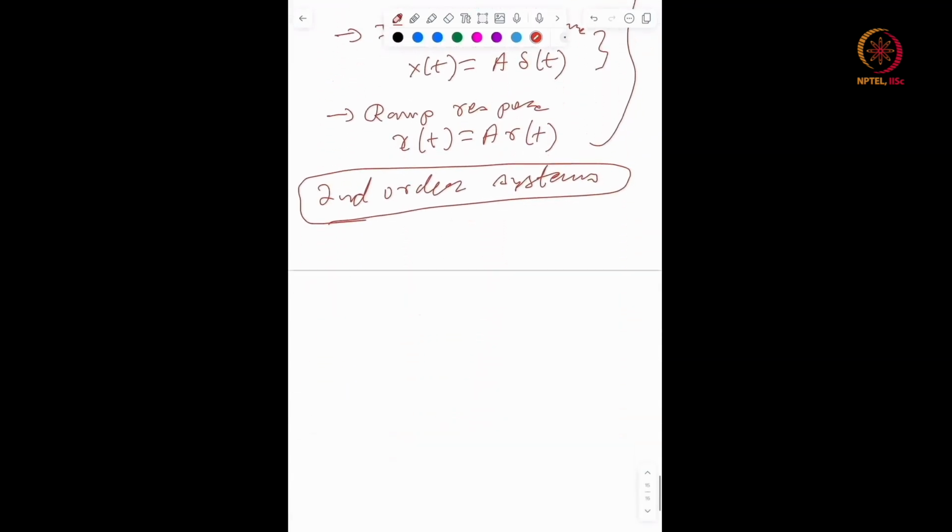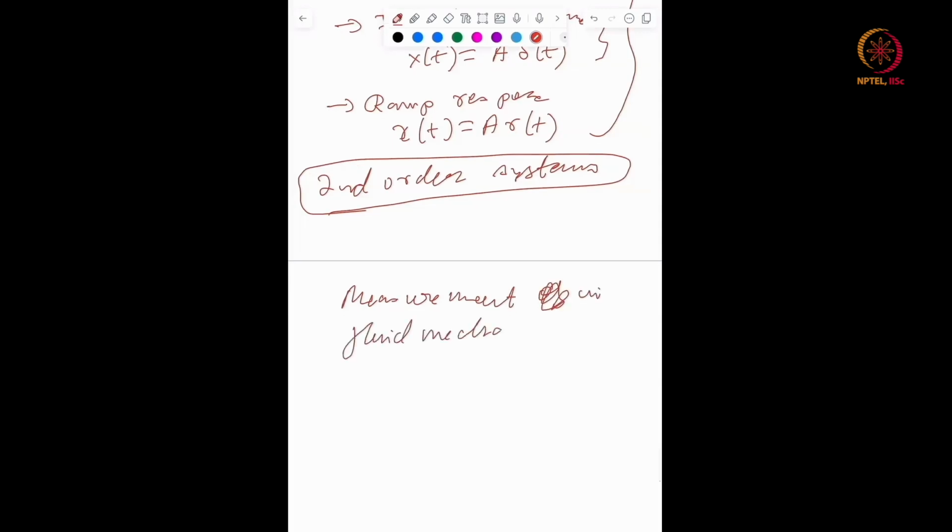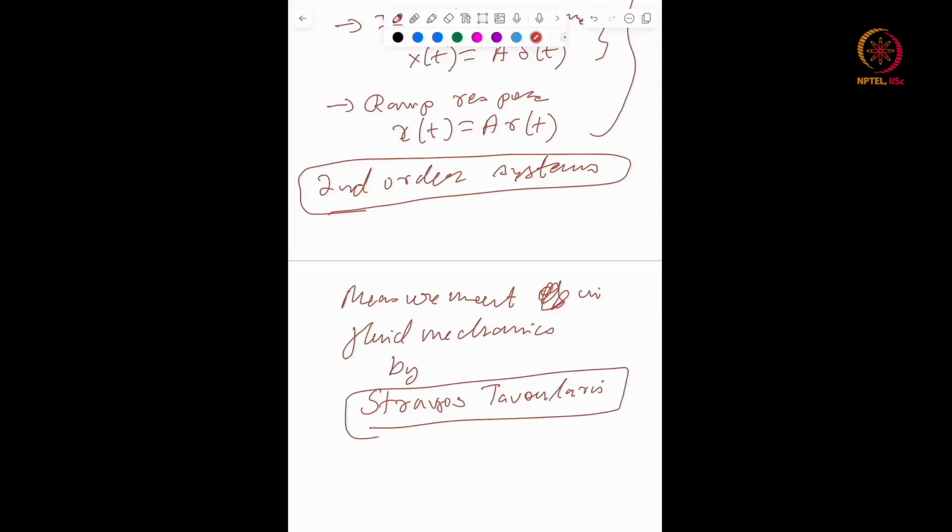So the book that one should read in this context is Measurement in Fluid Mechanics by Stavros. This is a very good book published by the Cambridge University Press. I covered the fluids lecture and this lecture from this book. So this is a good start which you can have.